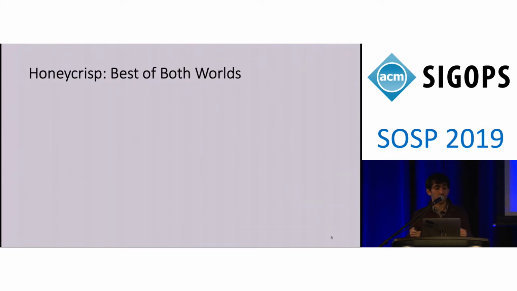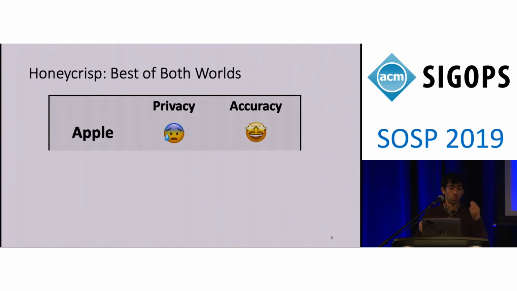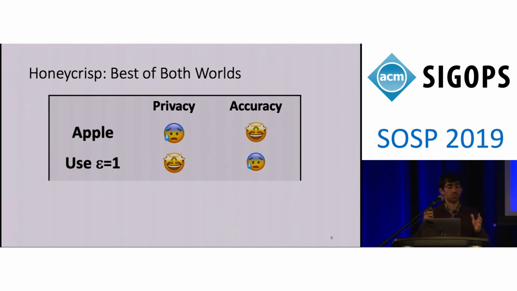Now, I'm going to talk to you about the system that we built, which tries to address this privacy utility trade-off. So whereas Apple gives good accuracy, if we set epsilon to 1 with the same system, we get the flip side, so we get good privacy but sacrifice accuracy.